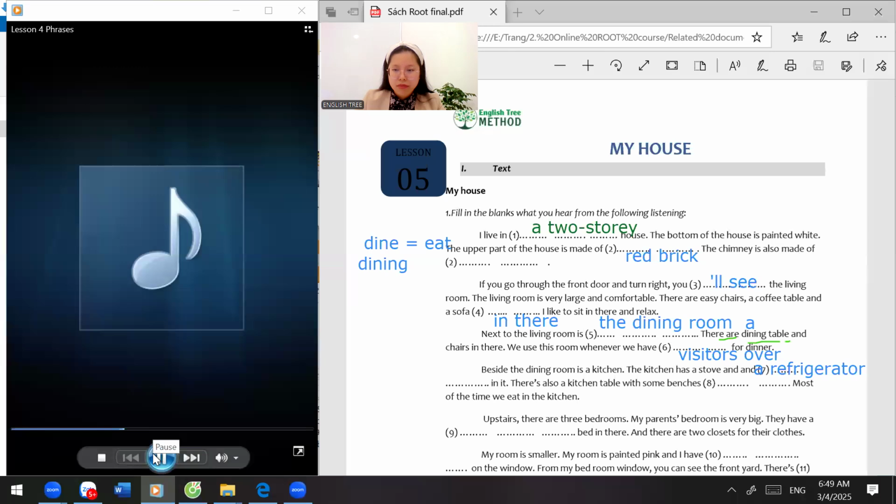There's also a kitchen table with some benches at it. Rất giống như cái over kia thì đây mình có at it, tức là benches at it là những chiếc băng ở cái bàn đấy. It để thay cho cái table. Most of the time, we eat in the kitchen. Most of the time we eat in the kitchen.